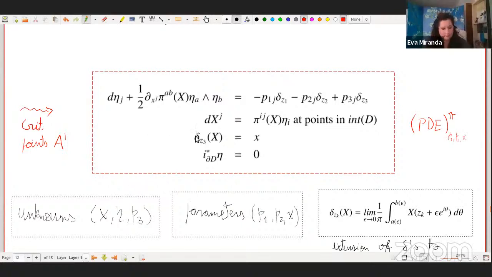So the unknowns in this system are the map X, the one forms eta, and this parameter P3. These are unknowns. And then the P1, P2, and X, they enter as parameters in this system. I think of them as being fixed. For example, this little x appears here as providing the value of x at 3, and P1 and P2 appear here multiplying these deltas. So these are parameters in the system. I denote it like this. It's a system that depends on pi and on this parameter.